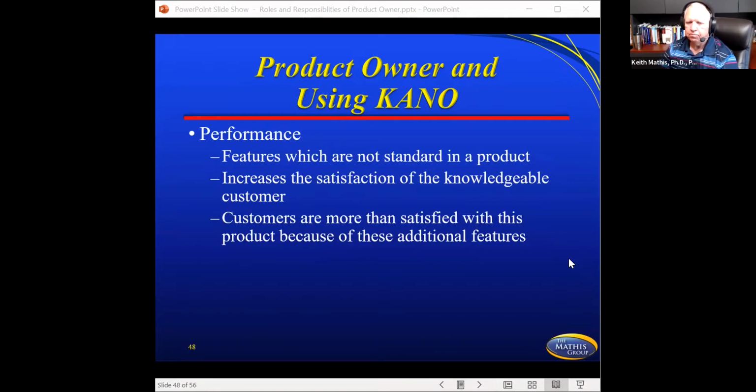In performance, this is going to be middle of the road. These are features which are not standard in a product, and they increase the satisfaction. Customers are more than satisfied with this product because it has these additional features. So this is kind of the middle of the road piece, but it's above the basic minimum viable product.